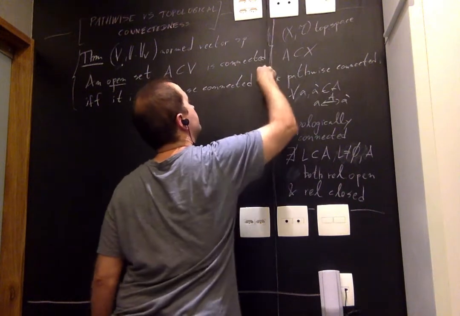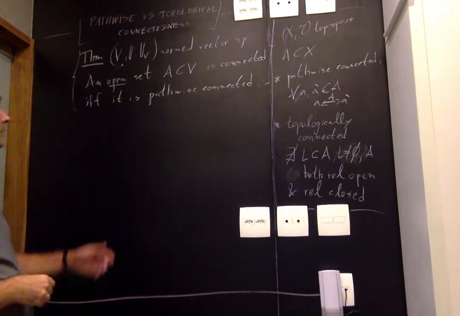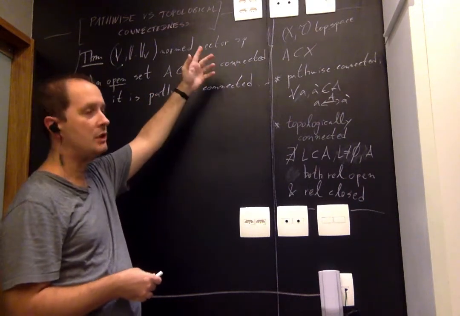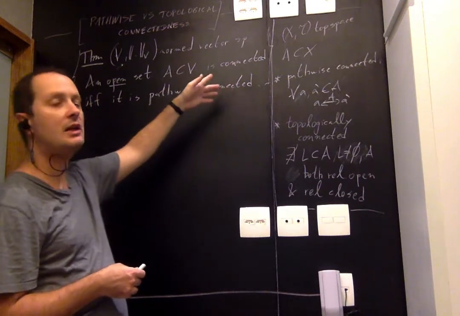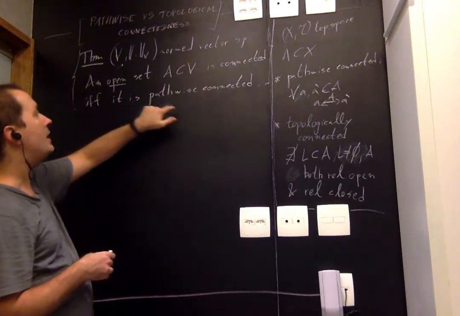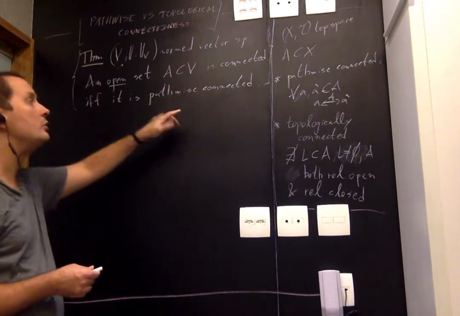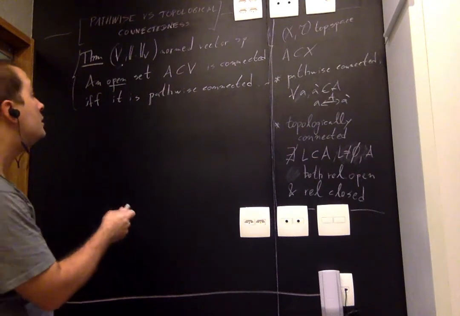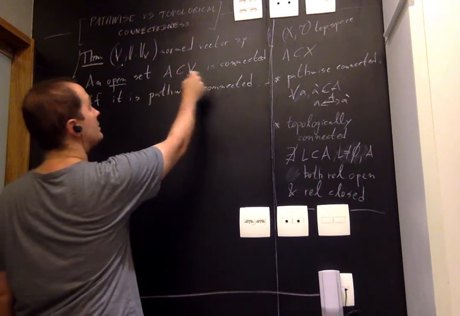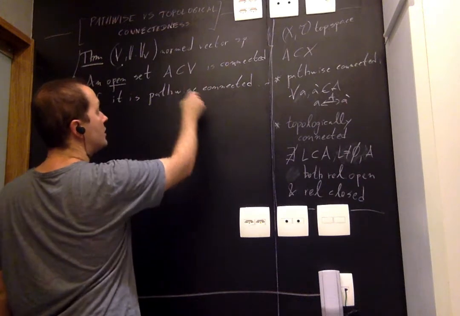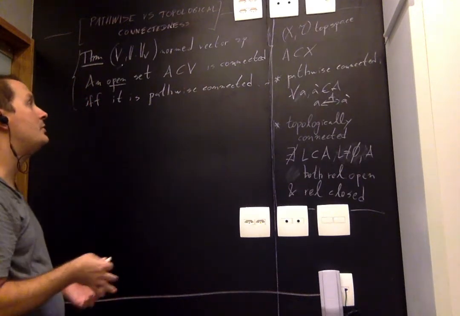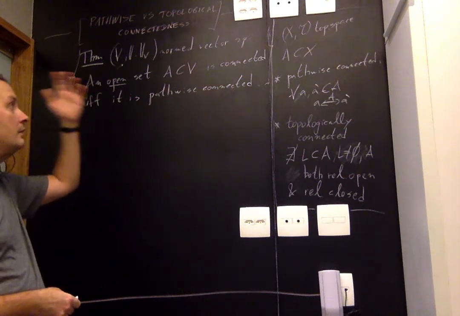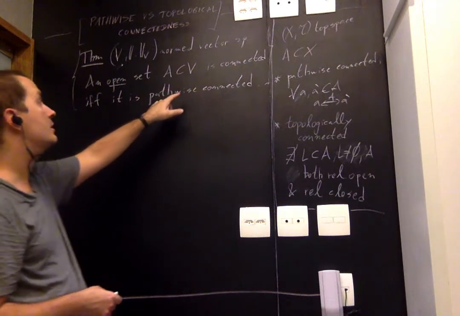Let me explain what this is saying. Again, pathwise always implies topological connectedness, and when I say connected, I mean connected in this topological sense. The converse need not hold in general, but in this case of open sets in vector spaces, there is a converse. So what we need to show is that if an open set is connected in V, it's also pathwise connected. I need to prove that there exist paths between any two points of A from this property that A is connected.